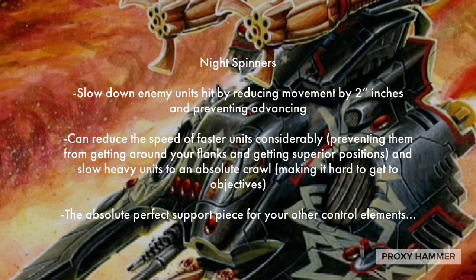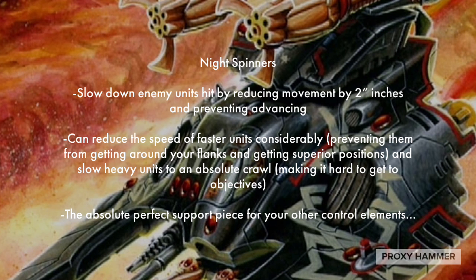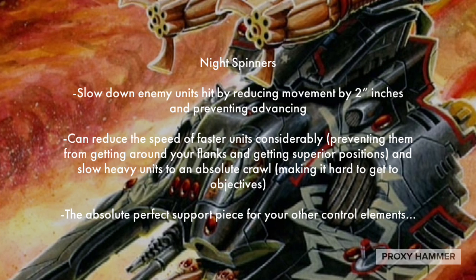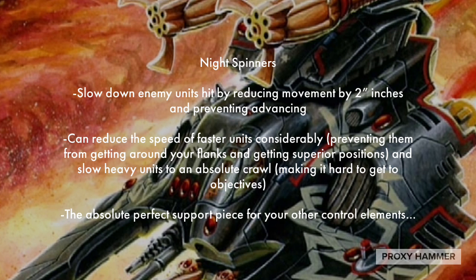Okay, so next up is the Night Spinner. The Night Spinner wasn't a control element in last edition, and it is now because it has a cool new special rule. Basically, the Night Spinner slows down enemy units by reducing movement by 2 inches and preventing advancing. So you pick an enemy unit that you hit with the Doom Spinner, or, I can't remember, the Doom Weaver, I think it's called. And that enemy unit is at -2 movement and also cannot advance.